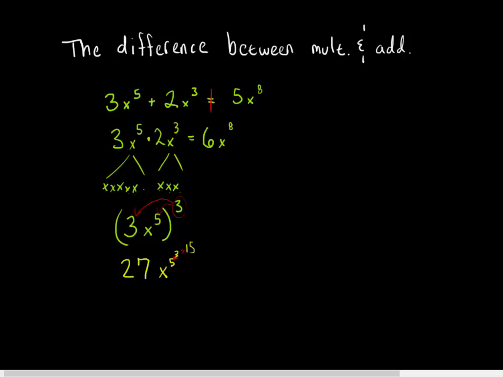And again, why is this so? Well, x to the 5th is really x times x times x times x times x. But it's been raised to the third power, so that happens 3 times. And how many x's do you have total? 5, 10, 15, 3 groups of 5, or 3 times 5, for x to the 15th power.